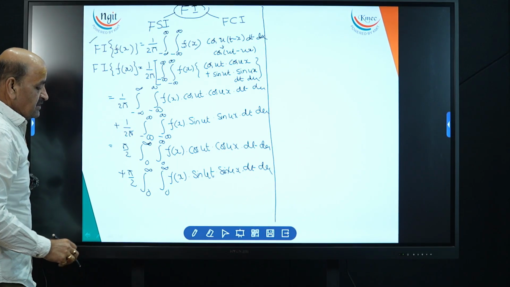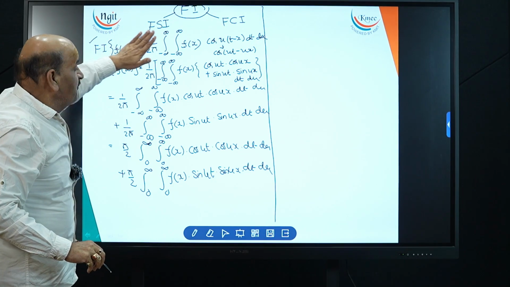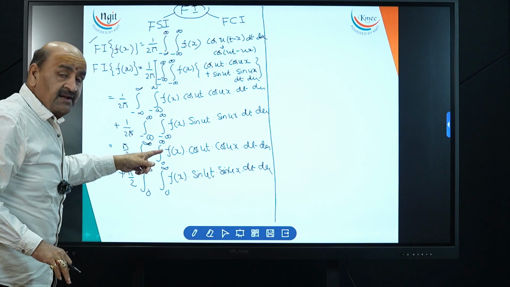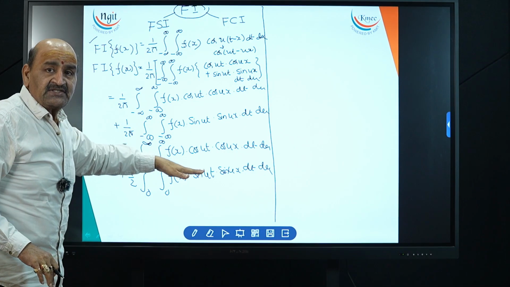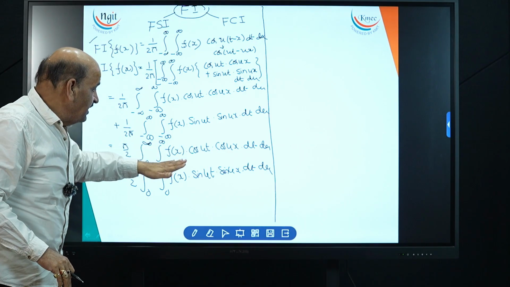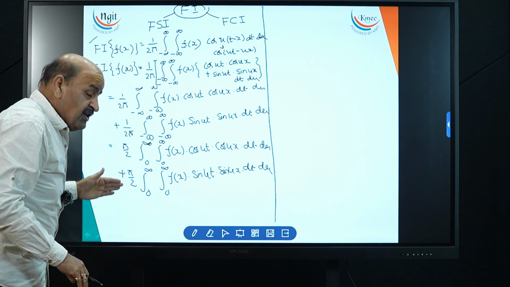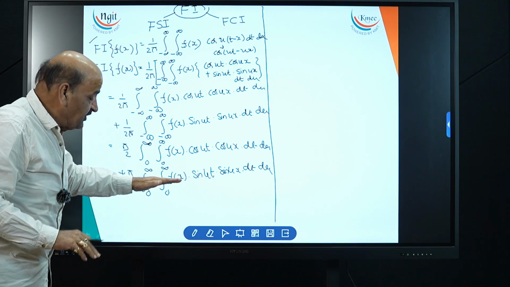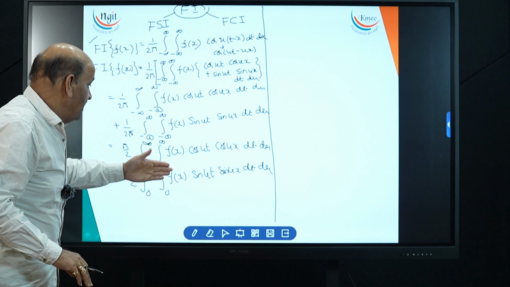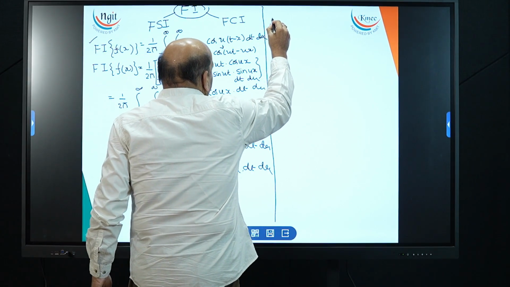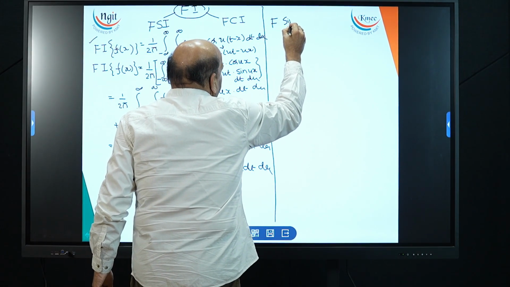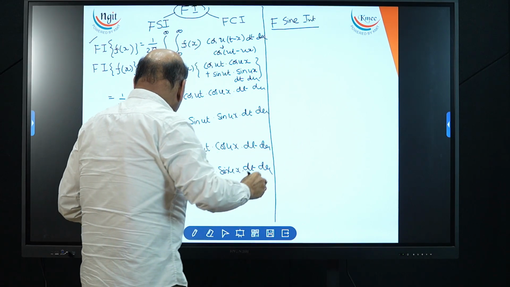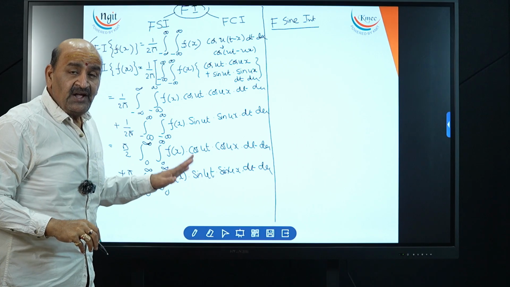Understanding? Now just look at, the given Fourier integral is split into 2 different integrals. A Fourier integral which contains only cos terms is called Fourier cosine integral. A Fourier integral which contains only sine terms is called Fourier sine integral. What is sine integral? A Fourier integral which contains only sine terms.